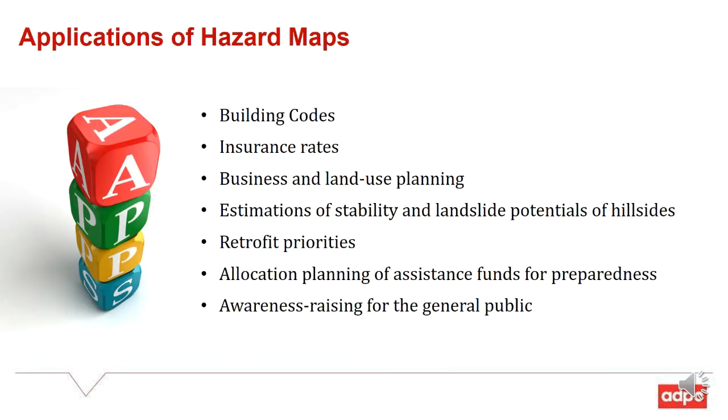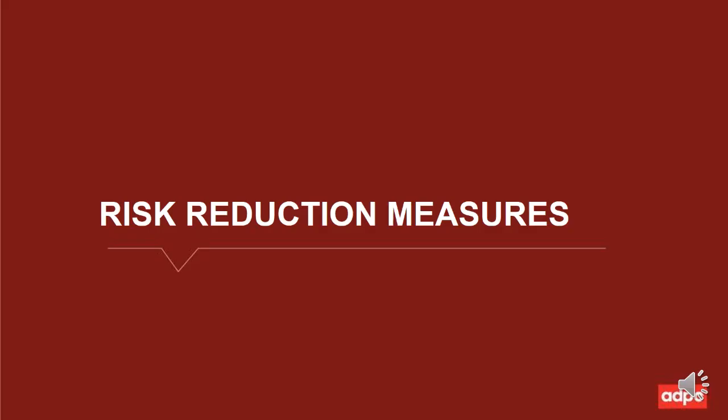The application of hazard maps can be used for updating building codes, insurance rates, business and land use planning, estimations of stability and landslide potentials of hillslopes, retrofit priorities, allocation, planning of assistance funds for preparedness, and awareness raising for the general public. Now, risk reduction measures. Once we have all these things, how can we go about risk reduction?